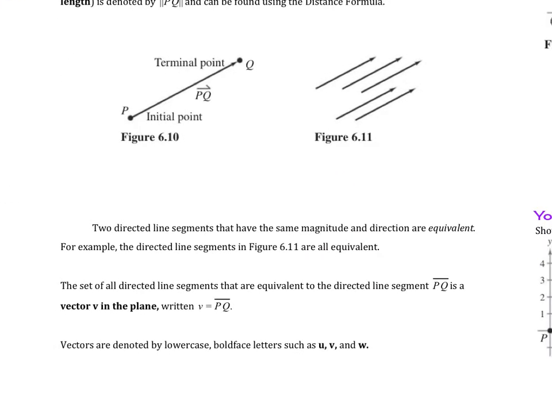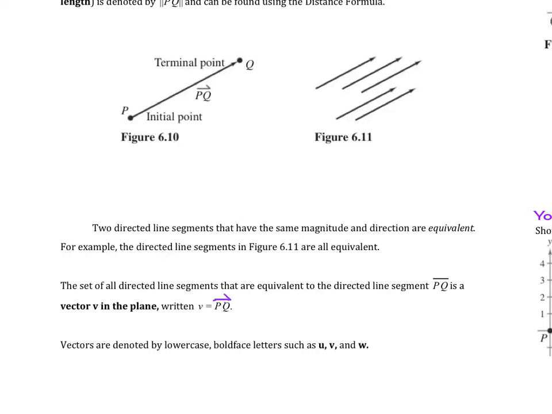Two directed line segments that have the same magnitude and direction are equivalent. So for example, all of these here in figure 6.11 are all equivalent. They have the same magnitude, or length, and then they're all going the same direction. So the set of all directed line segments that are equivalent to the directed line segment PQ is a vector in the plane, written v equals PQ with that little half arrow on it.